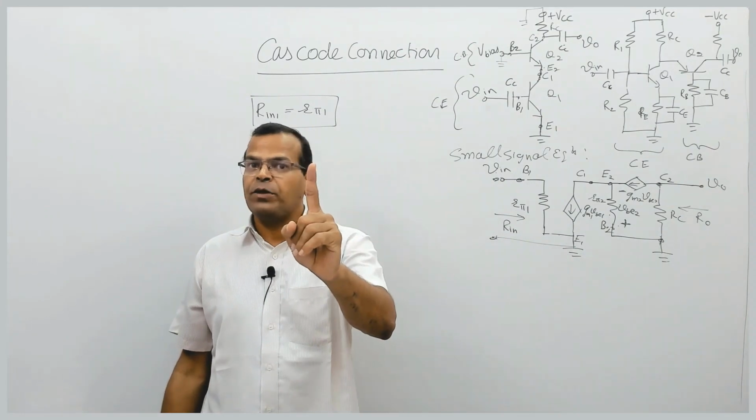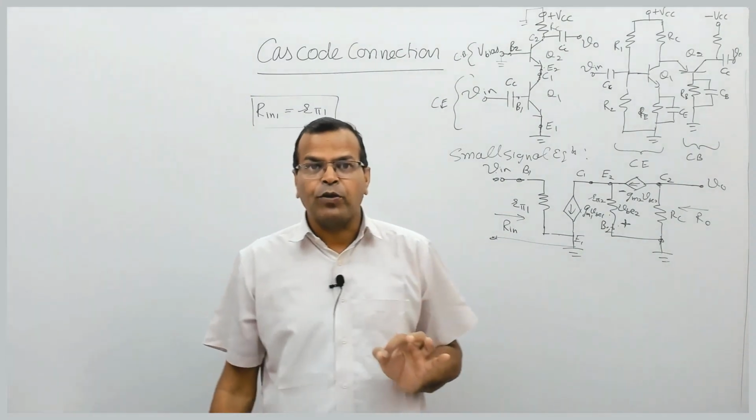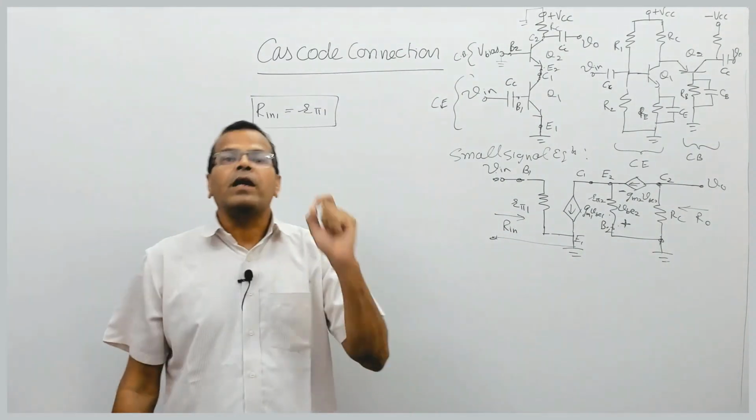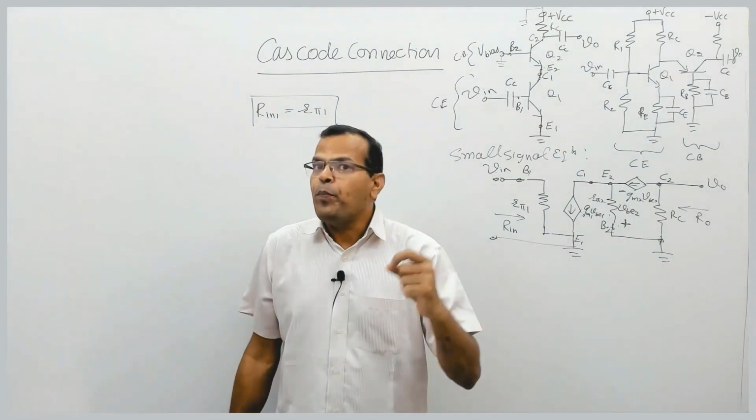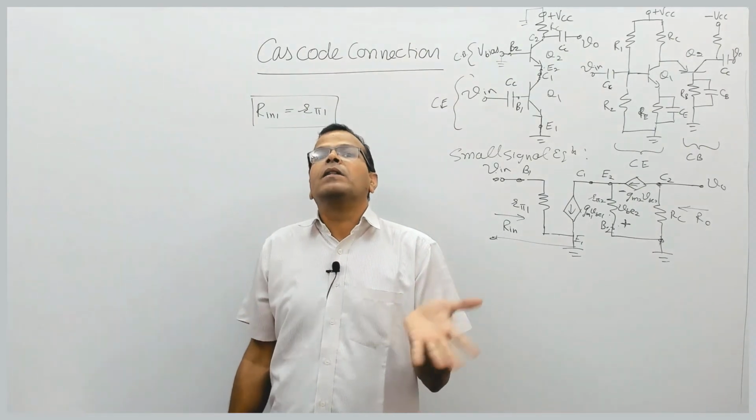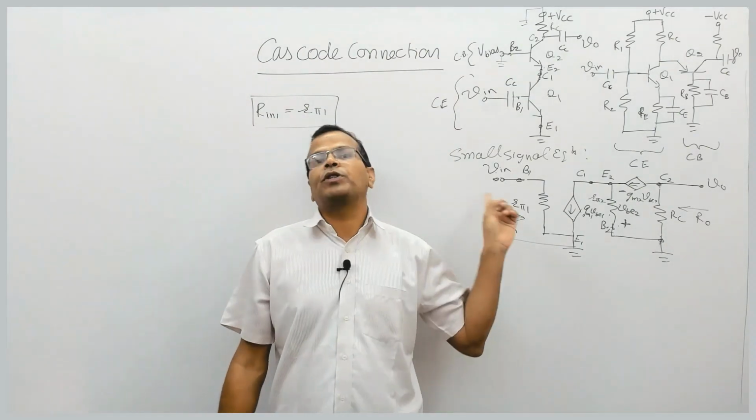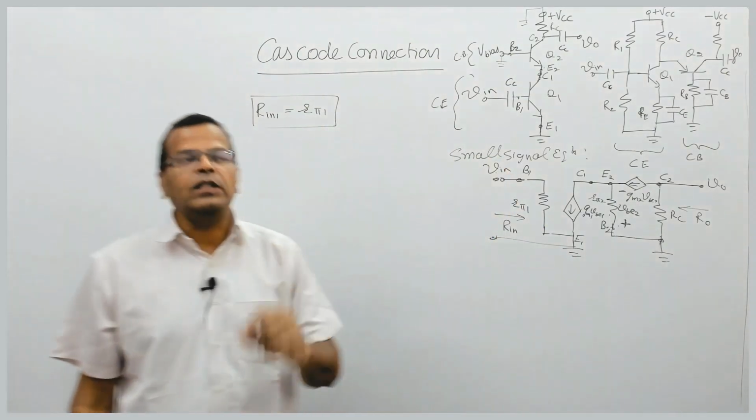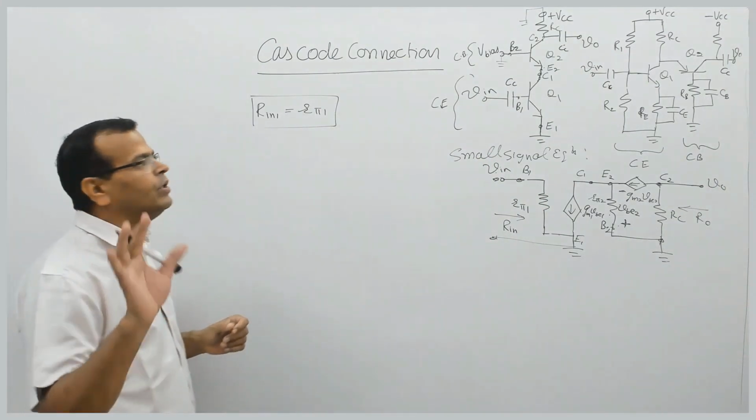That is one objective type question. Please remember this. This is a very important question from examination point of view. In cascode connection, total input resistance of the cascode connection is same as the input resistance of the input stage, that is common emitter stage. That is one objective type question you should remember.